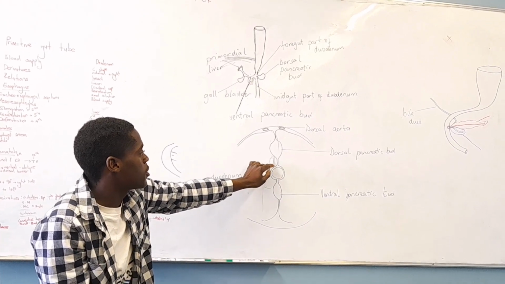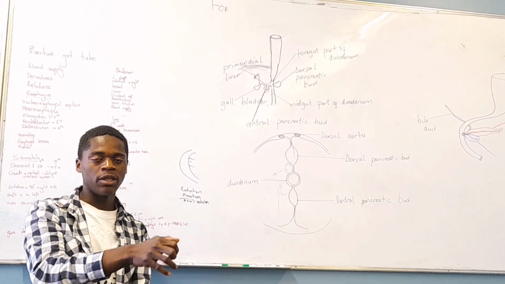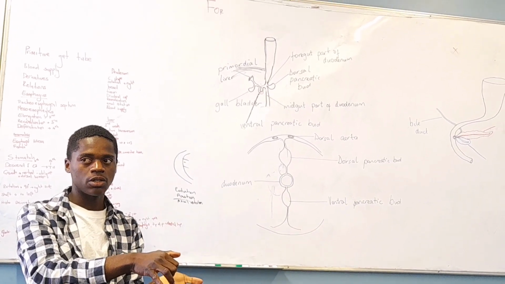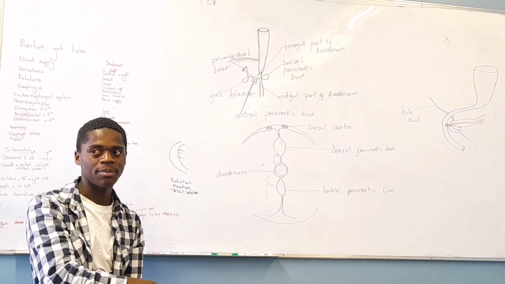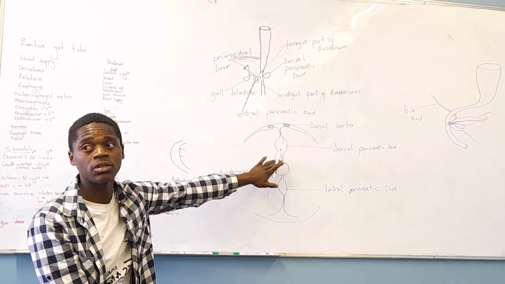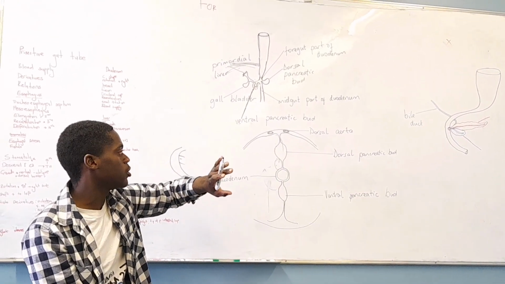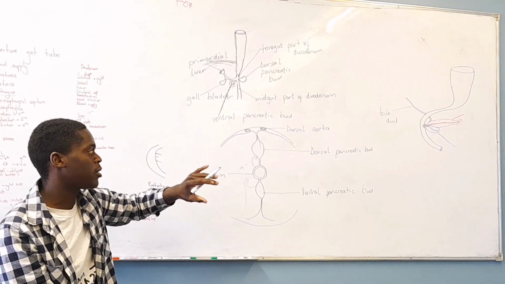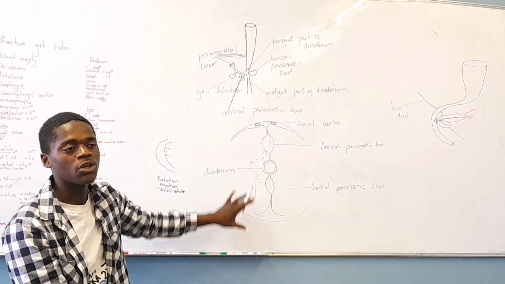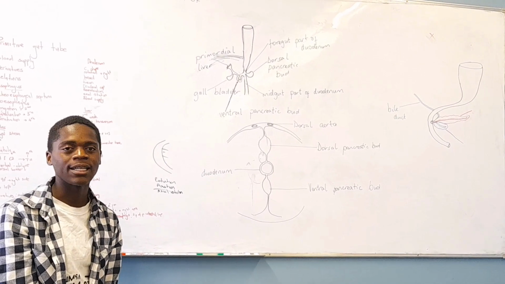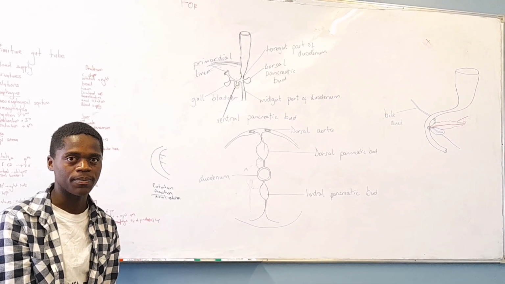So when it fuses, it's actually going to be a little bit inferior to the dorsal pancreatic bud. Because it's inferior to the dorsal pancreatic bud, it's going to be forming the lower part of the head of the pancreas. It's going to be forming our uncinate process, right?